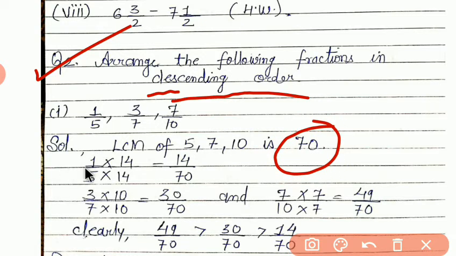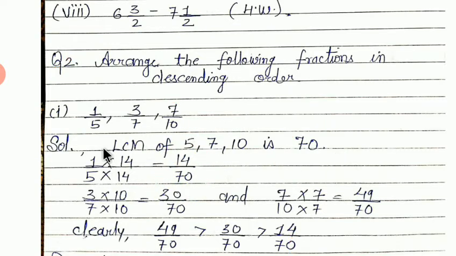So we will take 1 by 5. First, we will see by which number we have to multiply 5 to get 70. There is one method: you have to divide 70 by 5. If you divide 70 by 5, you will get the answer as 14. It means you have to multiply 5 by 14 to get 70. By the same number you multiply in the numerator also. So 14 ones are 14 and 14 fives are 70.